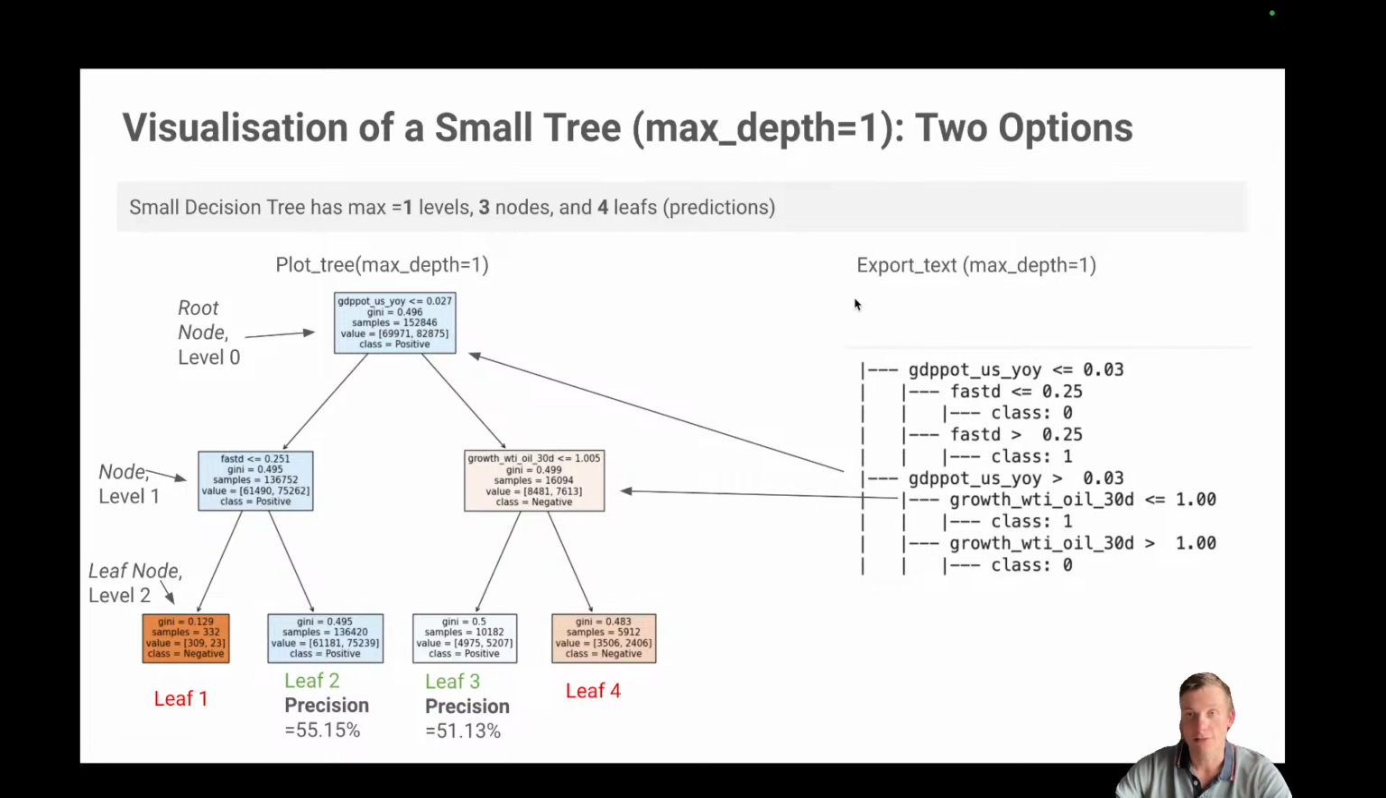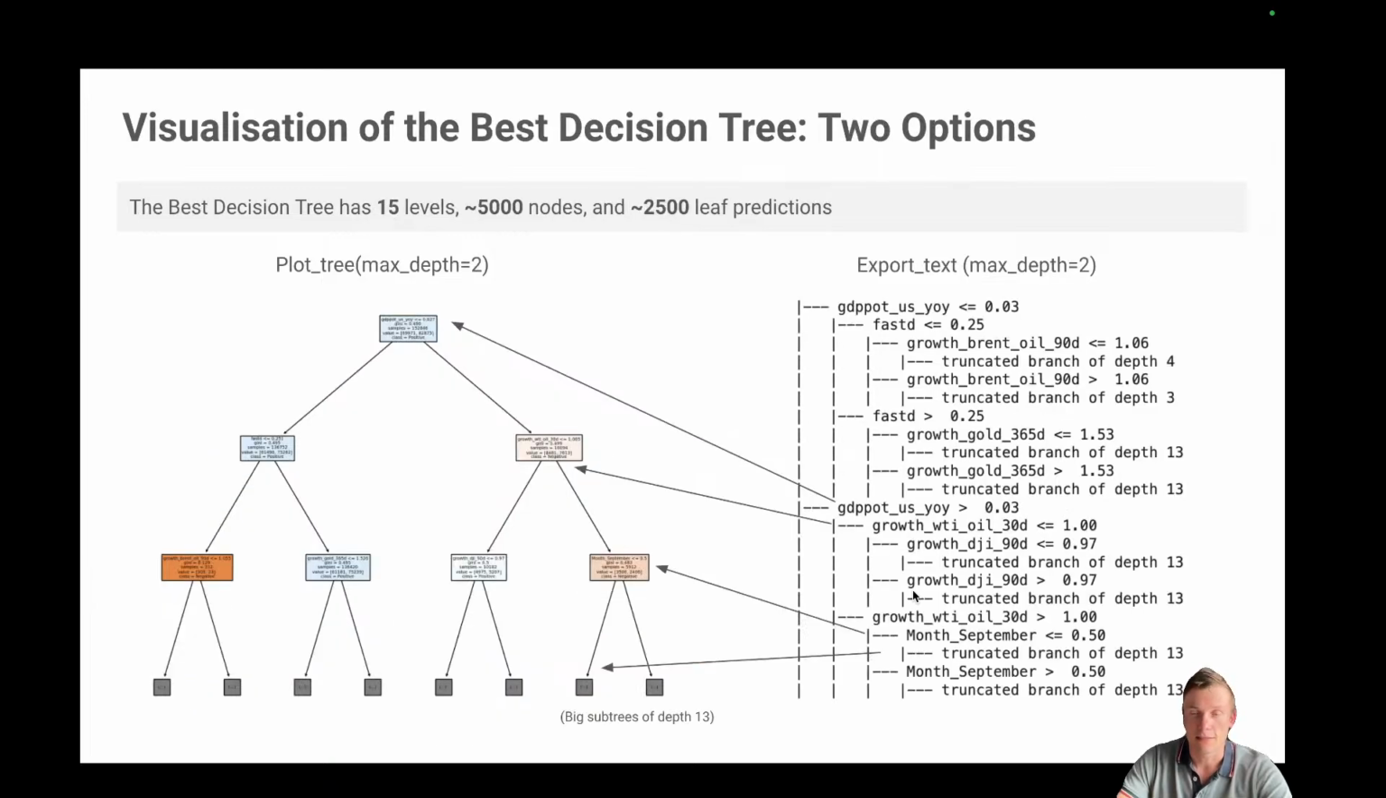And on the right, there is another way of looking at the tree. It shows less information. It shows just the structure of the tree, that we have the GDP potential year-over-year rule as a root. On the next layer we have FAST-D on the left subtree and growth WTI on the right subtree. So these are two equivalent representations of the tree, just the right representation is shorter. And now we can move to our best decision tree.